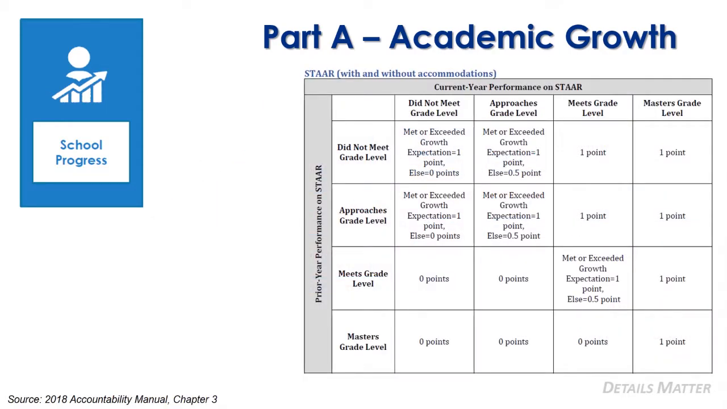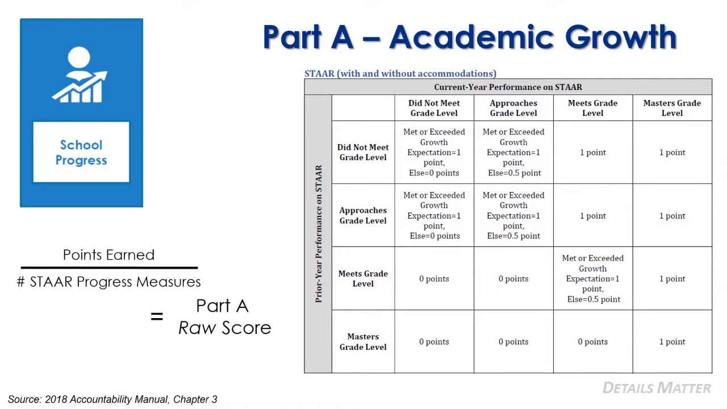The chart to the right shows the 16 possible scenarios for each student with valid consecutive STAAR scores, also called progress measures. 11 scenarios derive strictly from comparing last year's score to this year's. The other 5 also factor in the STAAR progress measure. The academic growth raw score is the points earned as a percentage of the students with a valid progress measure. The flaws in this score arise first from the exclusion of some students. For instance, if a student transferred from out of state, that student is omitted due to no previous year's STAAR score, despite the student's progress in the actual classroom.